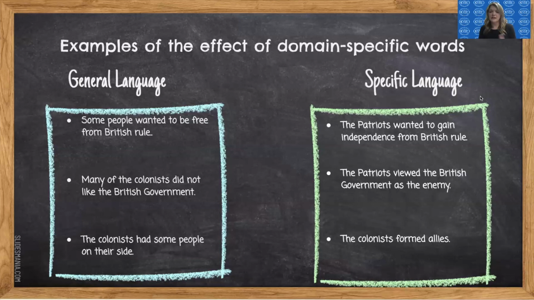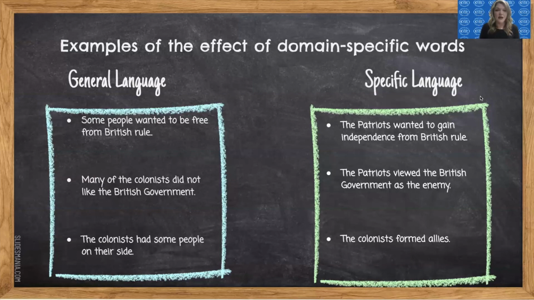I'll do one more because it's got the enemy in it. I know we're getting close on time. Many of the colonists did not like the British government. Again, who did not like the British government? The Patriots. Perfect. Let's put the name in there. Do we have a vocabulary word that talks about people not liking someone? Oh, enemy. Yes, enemy. So instead of saying they did not like them, let's say they were enemies. Now we have a new sentence: the Patriots viewed the British government as the enemy. You notice the difference in that specific language versus general language.